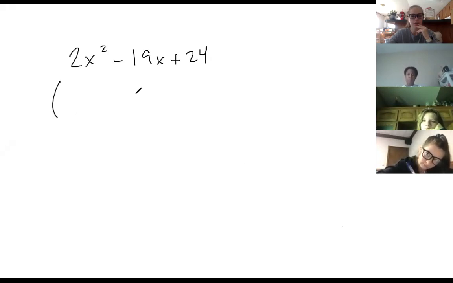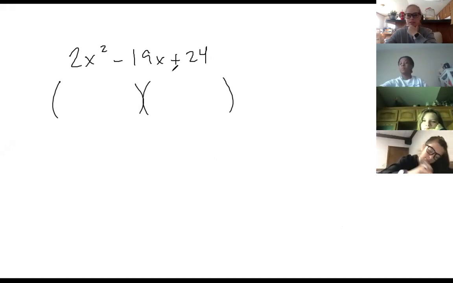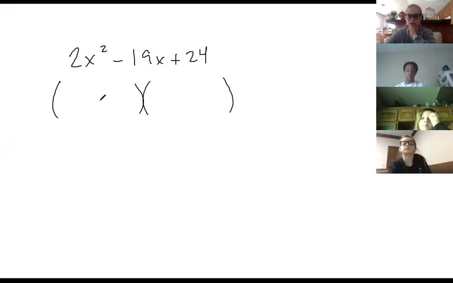Here we go. Let's factor this: 2x squared minus 19x plus 24. Well, my first terms are going to be, normally it's x and x, but now I need a 2x in there because I have to compensate for that first term.